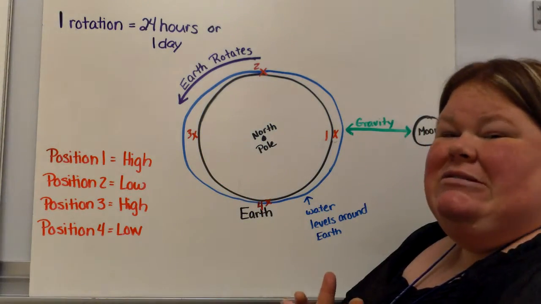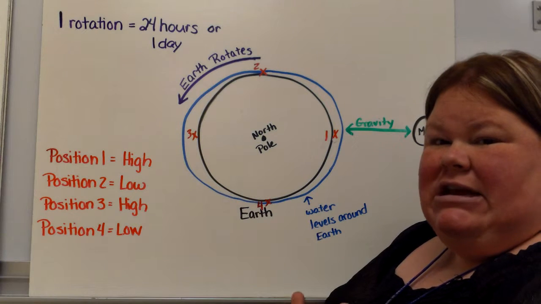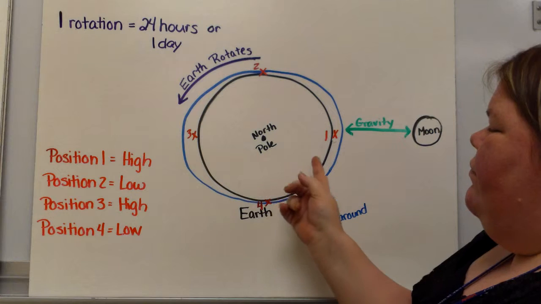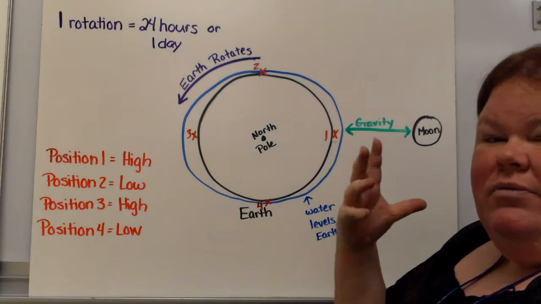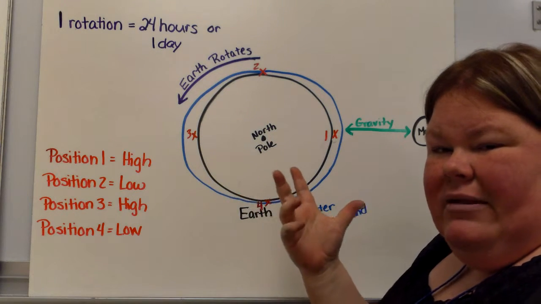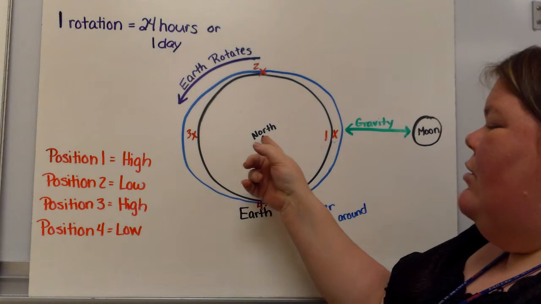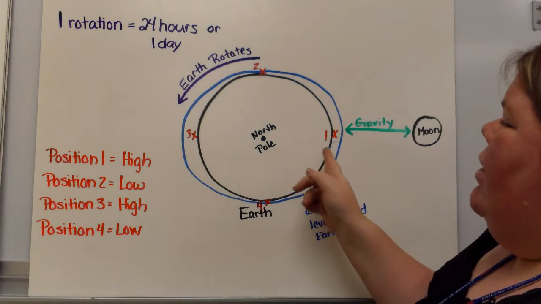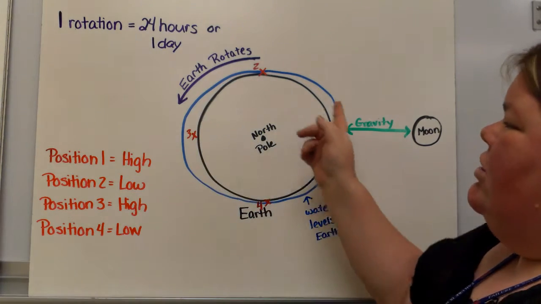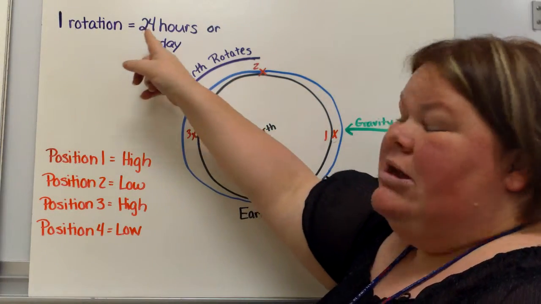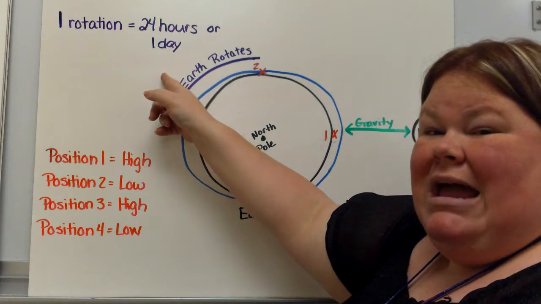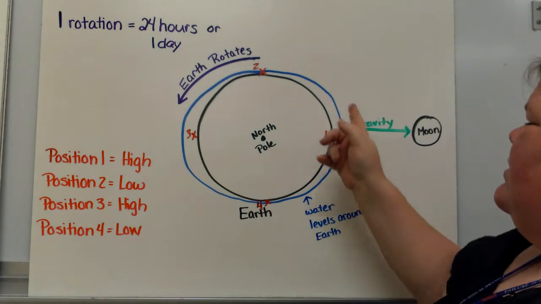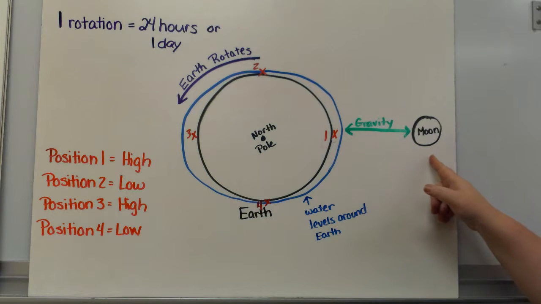Now, here's the reason that we actually have these high tide and low tide periods. Here we have the Earth, okay, and this image is from as if you were in space, looking down on the North Pole, okay? So we have the Earth, and the Earth rotates. And remember, the one rotation equals 24 hours or 1 day. So we have this rotation, and as the Earth rotates around, we also have the moon.